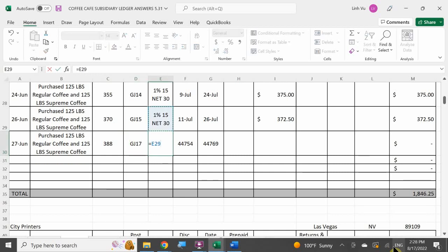General Journal 17, usually we got the same terms. So this is due on the 12th of July, and then in 30 days it would be due on the 27th of July for $380.